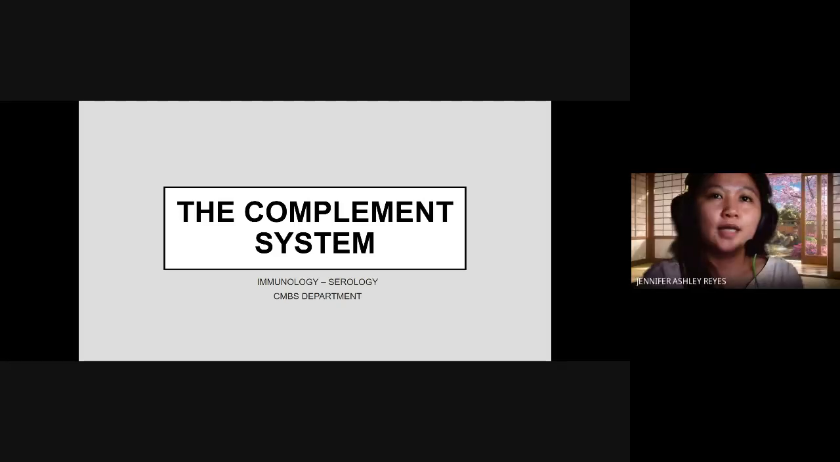So, ano ba ang ibig sabihin ng complement system? Pag sinabi natin complement system, it is typically a group of proteins that are responsible for elucidating a certain immune response.